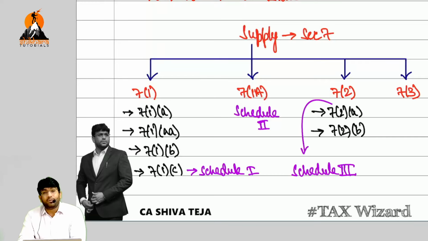Correct, friends? And what are the two types of supply? We have intrastate supply and interstate supply. Intrastate supply, what do we charge? Exactly. Intrastate supply, we charge CGST and SGST. Interstate supply, we charge IGST. Correct, friends? Intrastate supply, we charge CGST and SGST. Interstate supply, we charge IGST.